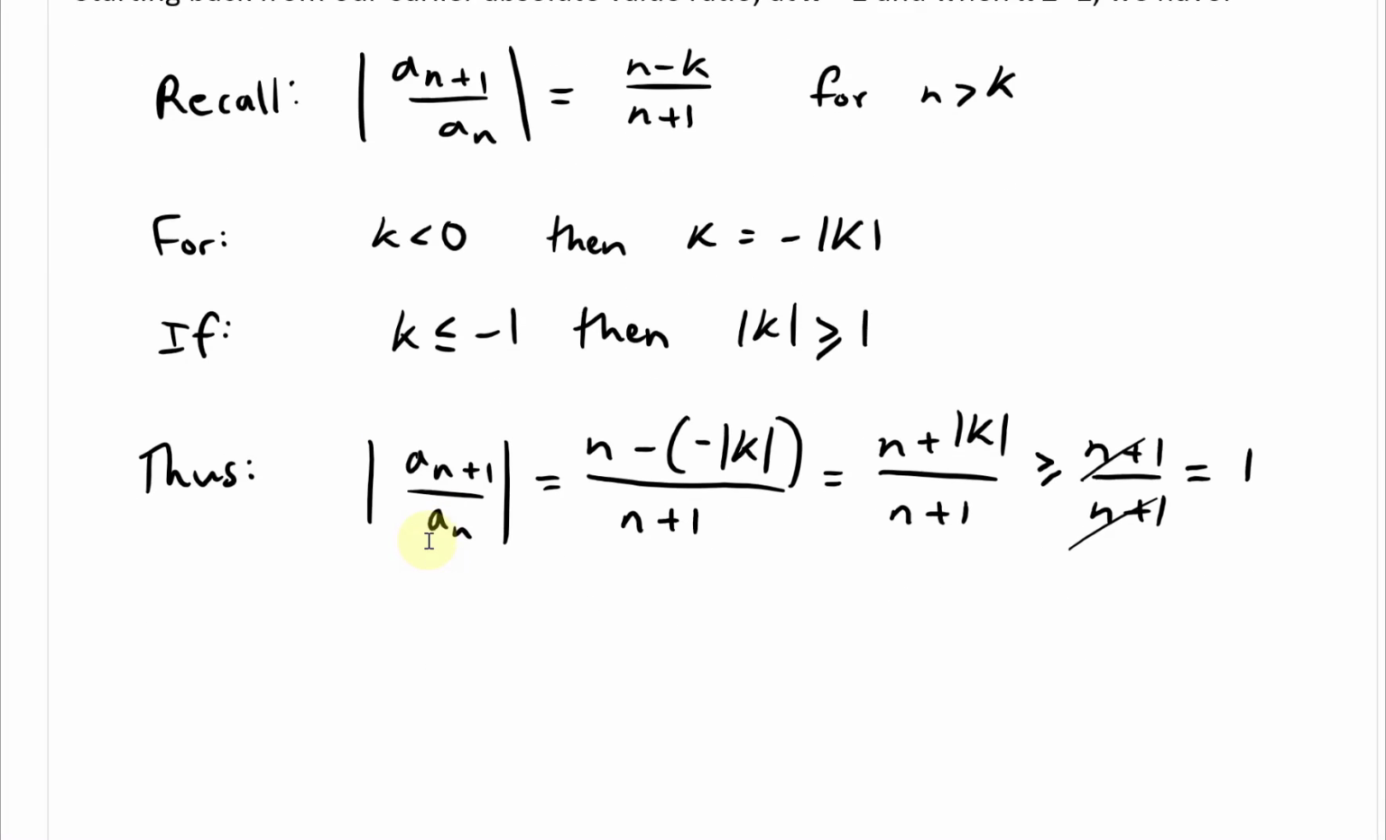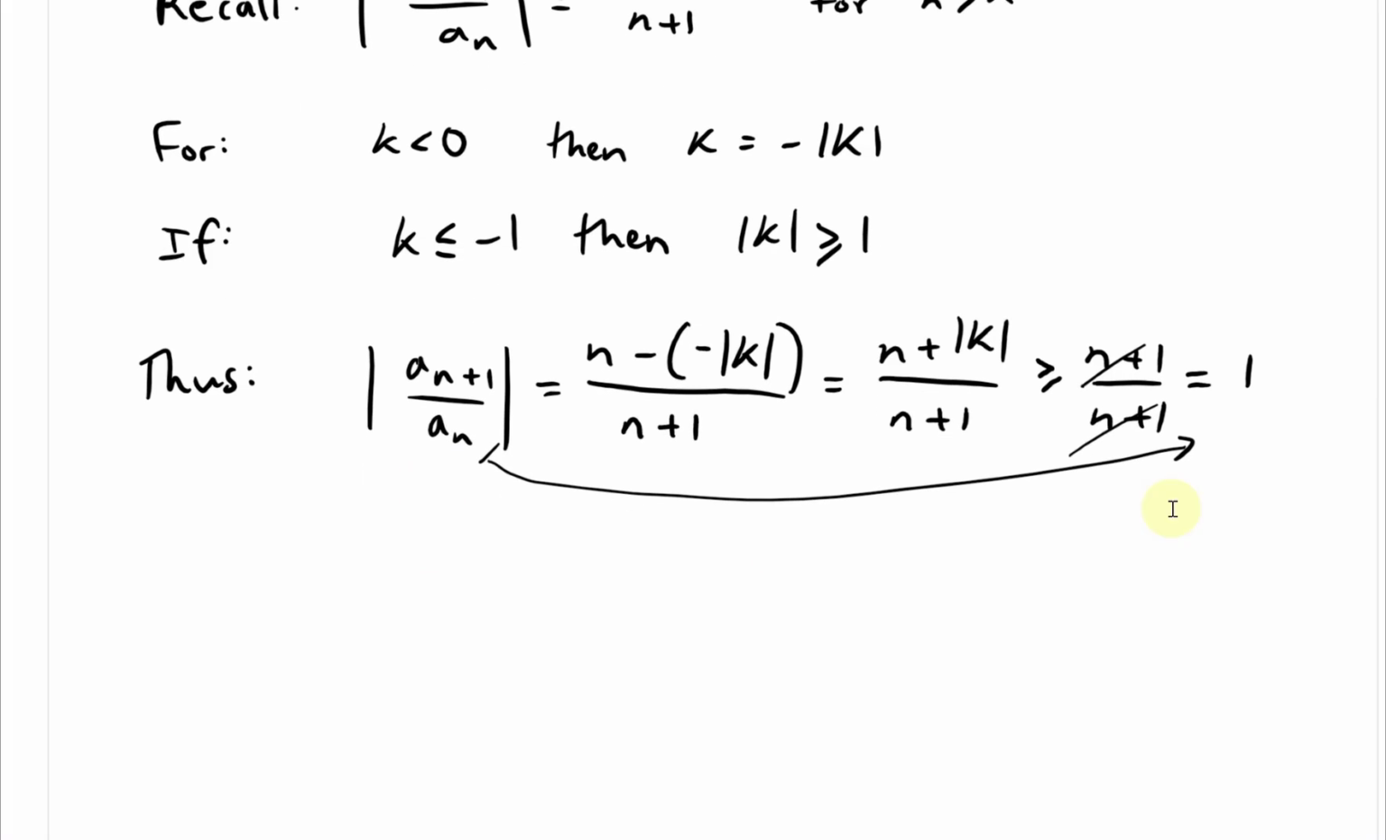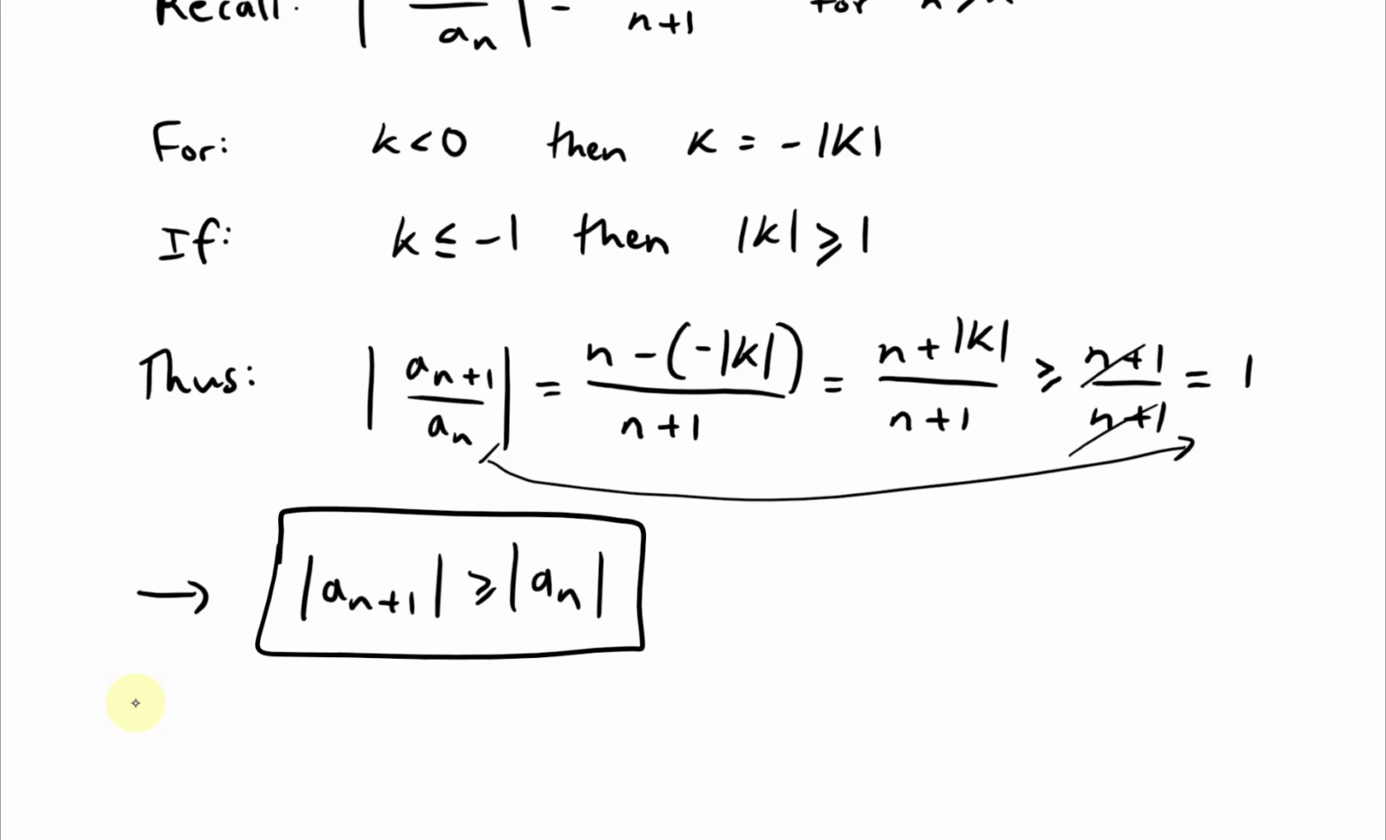And then what we could do now is take this bottom part, the an, and move it over to the other side. So in other words, what we end up having is an plus 1 is greater than or equal to an. So this is, we expect this to diverge. In other words, the number is getting larger and larger. So let's just box this in like that.